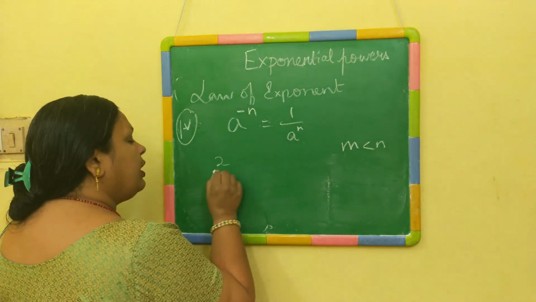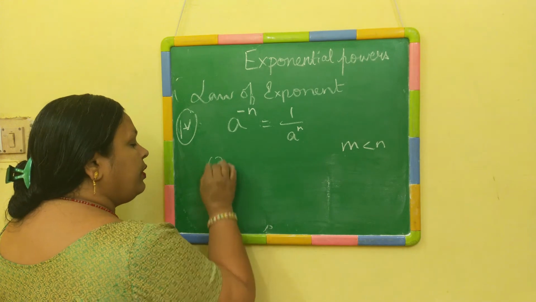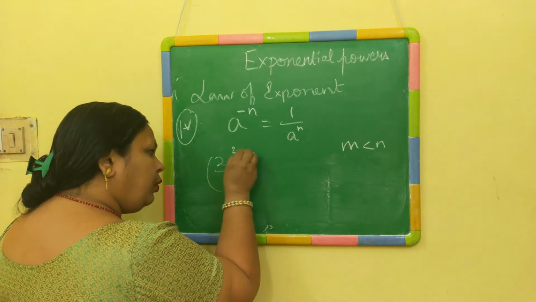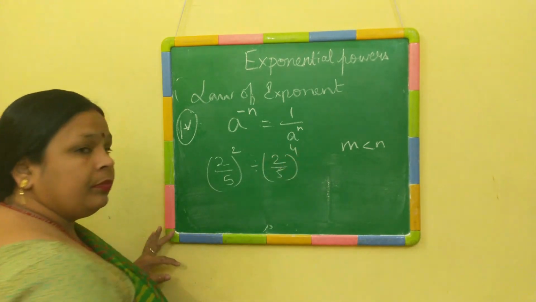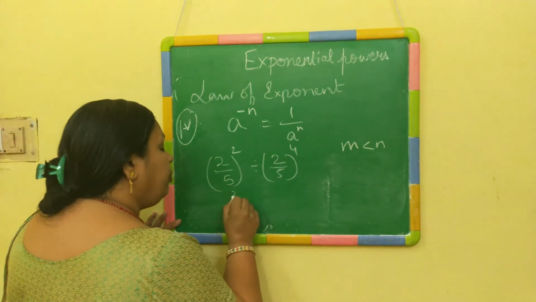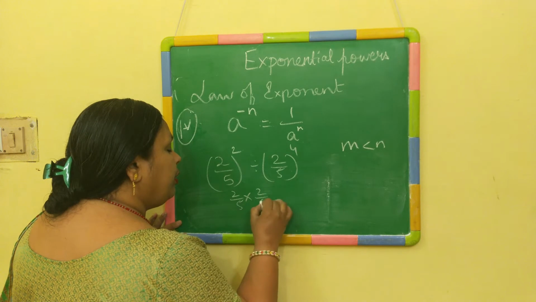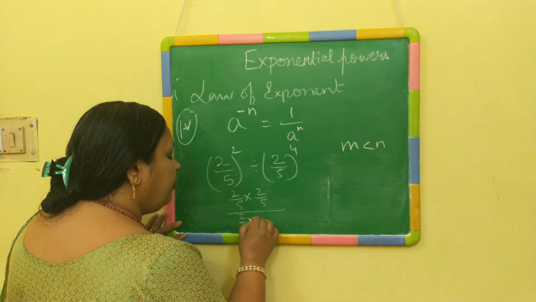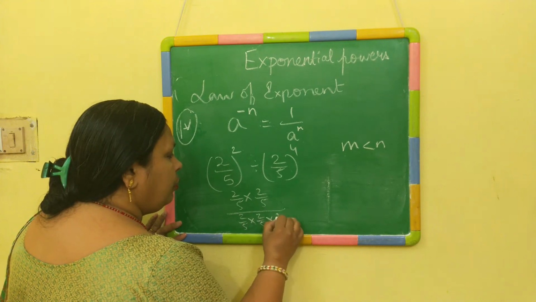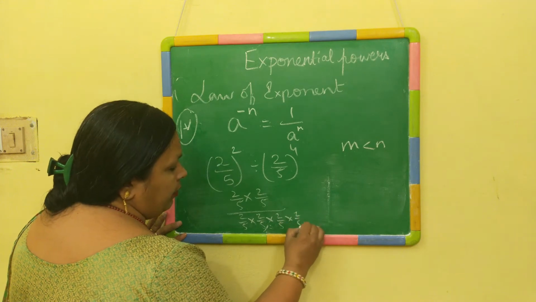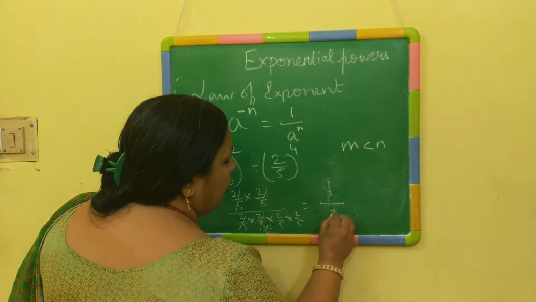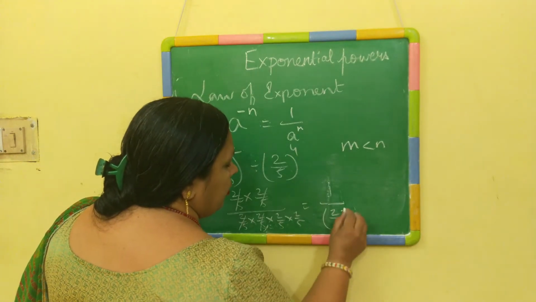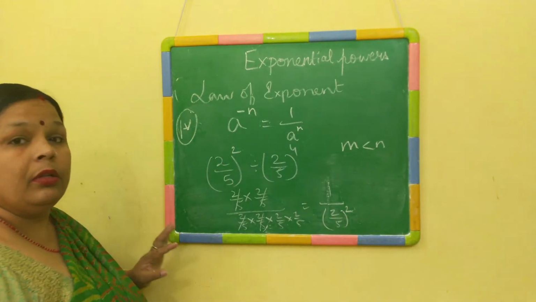As we have taken the example 2 by 5, let the power in the numerator be 2 and the power in the denominator be 4. Clear? So that means 2 by 5 into 2 by 5 upon 2 by 5 into 2 by 5 into 2 by 5 into 2 by 5. Now here also 2 terms are cancelled. You are left with 1 by 2 by 5 squared. Clear?